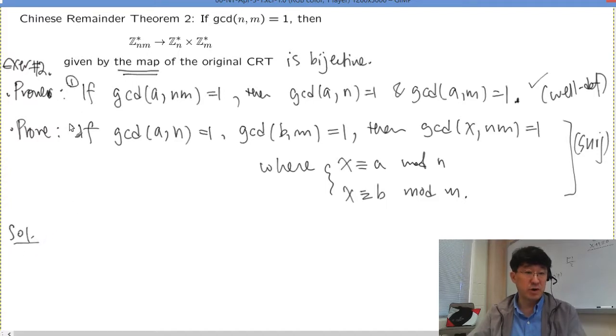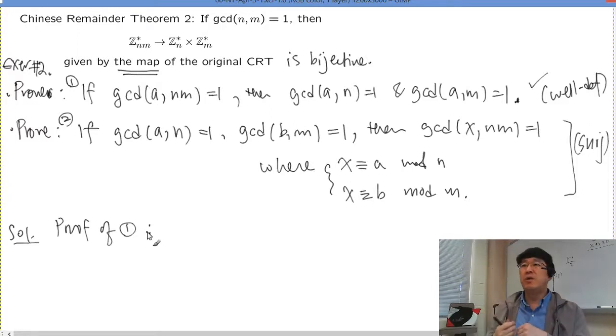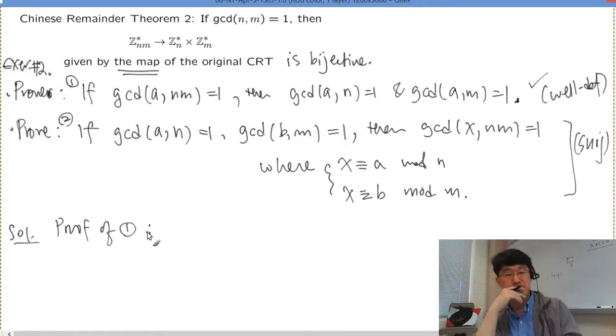Consider statement one and statement two, the proof of one and things like that. Since we know it has unique factorization, there's no need to go back to Bezout's identity. You need to use factorization. I think it's simplest.